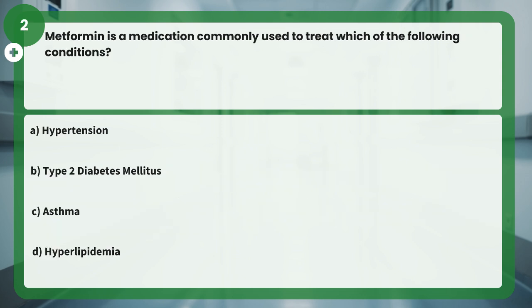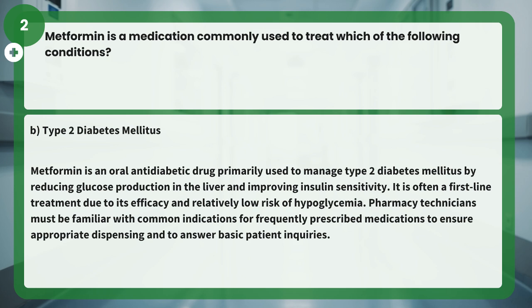Metformin is a medication commonly used to treat which of the following conditions? A. Hypertension. B. Type 2 diabetes mellitus. C. Asthma. D. Hyperlipidemia. Answer: B. Type 2 diabetes mellitus.